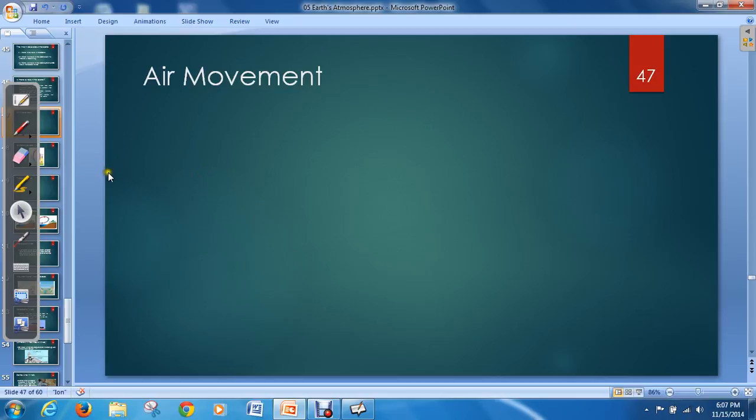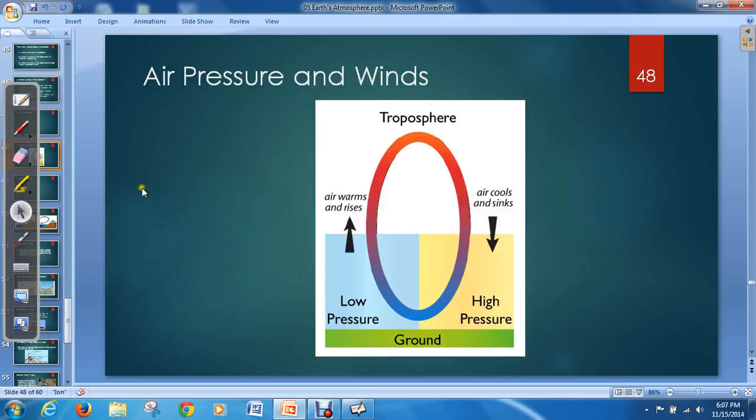Let's think about the basic idea of wind and air movement. A lot of it has to do with air pressure and temperature. You probably learned in a previous science class that hot air rises and cool air sinks. It's a pretty simple idea: heat's going to go up, cold's going to go down. You probably also learned that high pressures flow to low pressures, and I think I've described that a couple of times in class before.